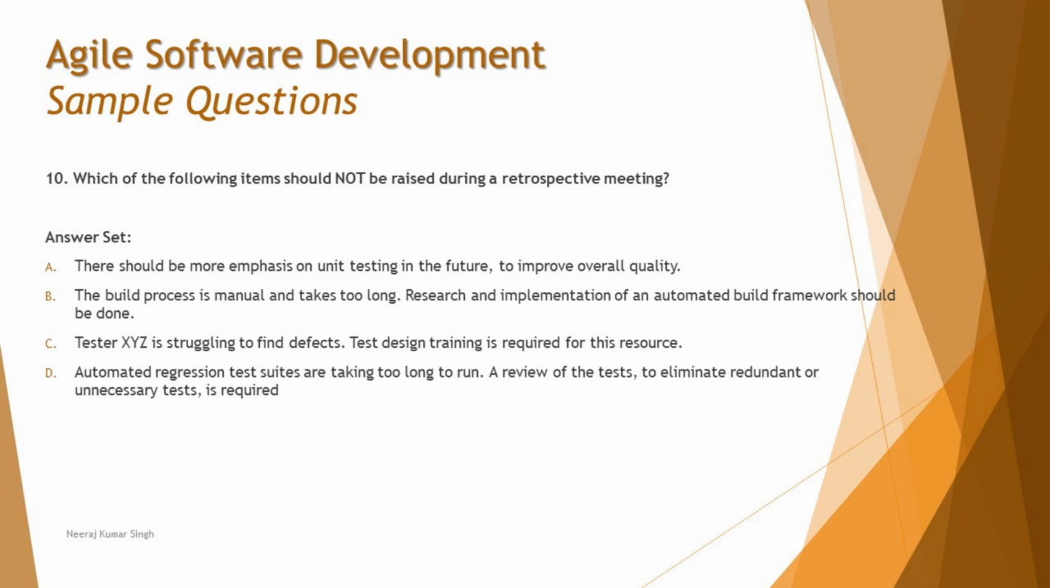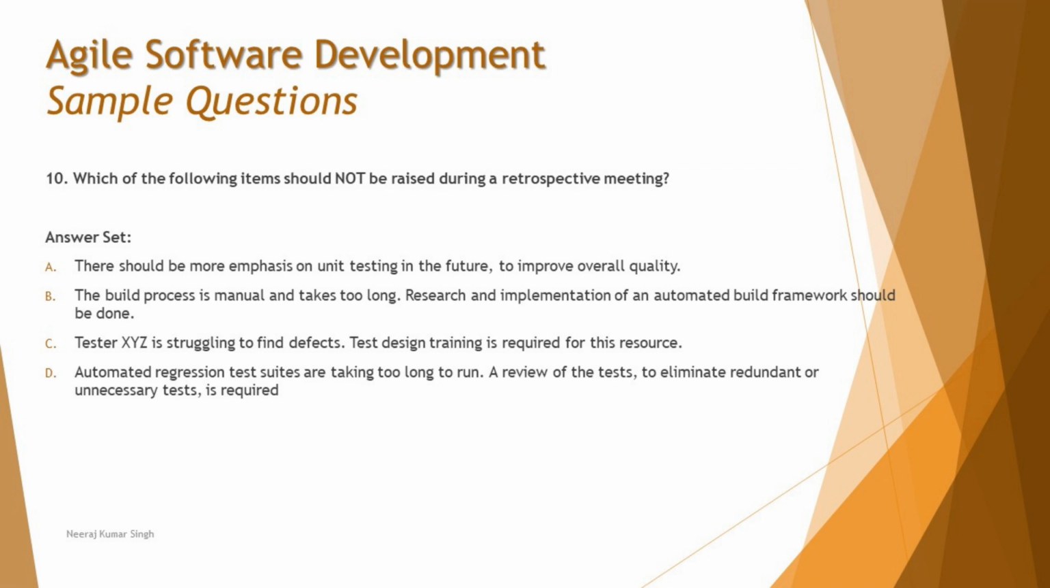Option A says there should be more emphasis on unit testing in the future to improve overall quality. I think that's one of the best options to be discussed in the retrospective. In the retrospective, we can talk about how to improve our efficiency and at the same time the defect detection. That means how can we prevent defects or identify defects earlier in the life cycle. So that's one of the things which is improving the overall process.